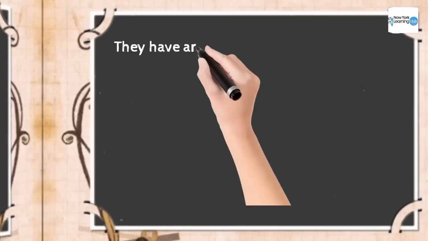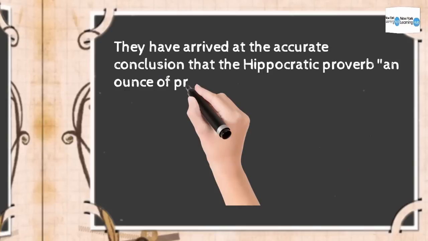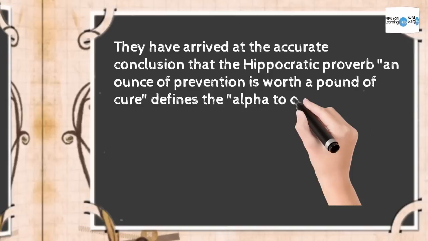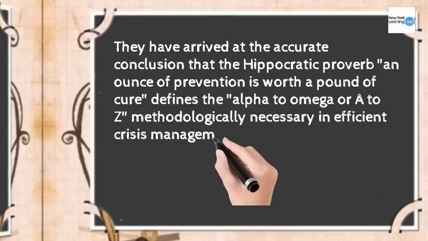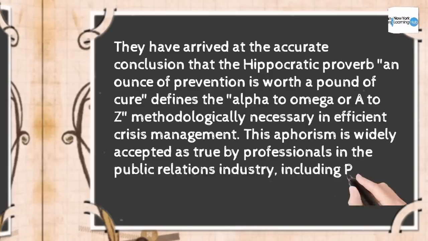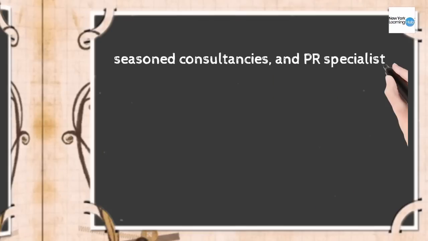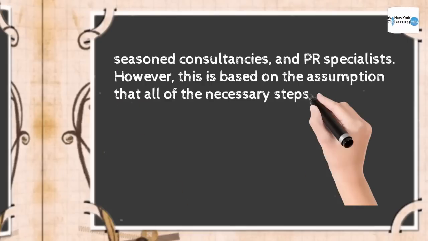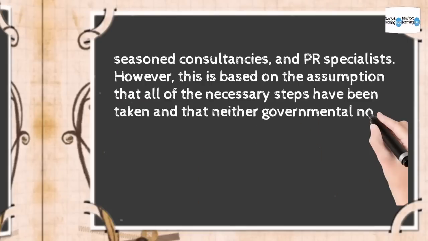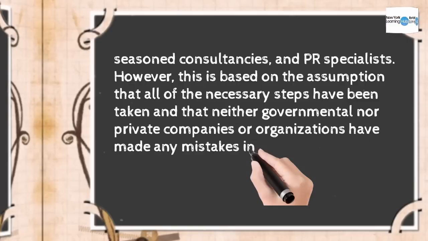They have arrived at the accurate conclusion that the Hippocratic proverb, "an ounce of prevention is worth a pound of cure," defines the alpha to omega, or A to Z, methodologically necessary in efficient crisis management. This aphorism is widely accepted as true by professionals in the public relations industry, including PR scholars, seasoned consultancies, and PR specialists.